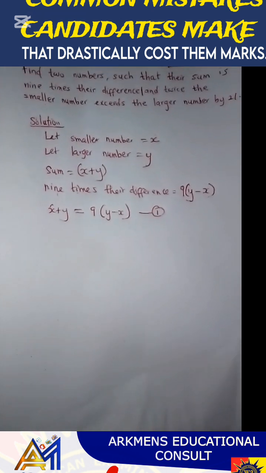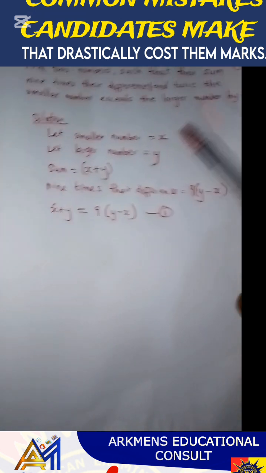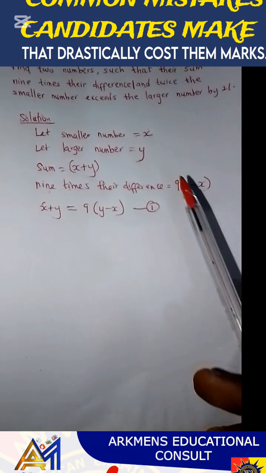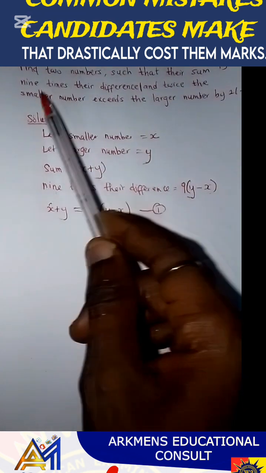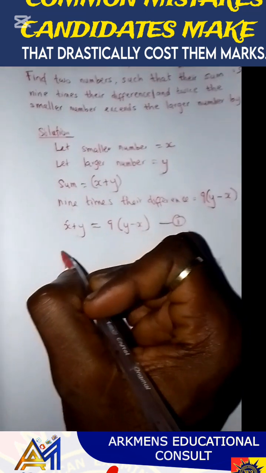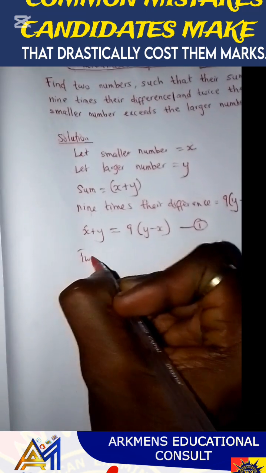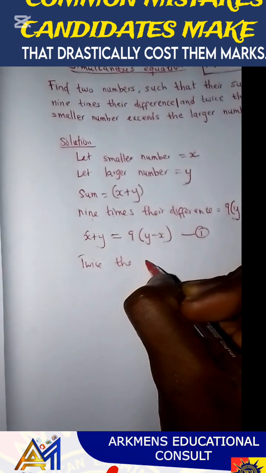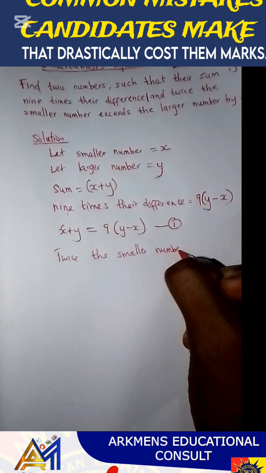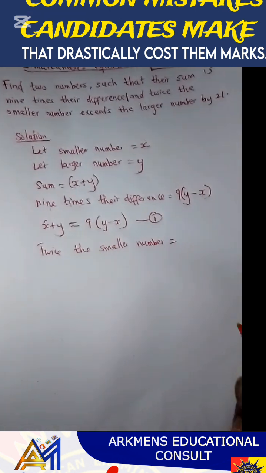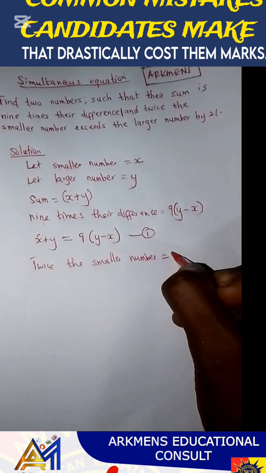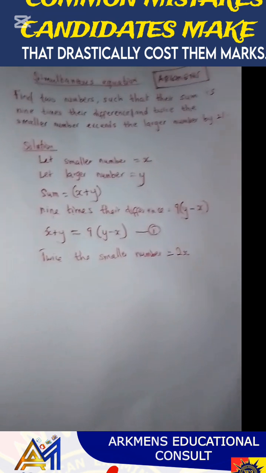Good, let's move on. I've already told you that anytime you're dealing with expressions with x and y, you have to know that we deal with simultaneous equations. Let's move on. You see that, and twice the smaller number. Let's write an expression for it. Twice the smaller number. What is the smaller number over here? The smaller number is x. So twice it will be 2x exactly. So you have written the expression.